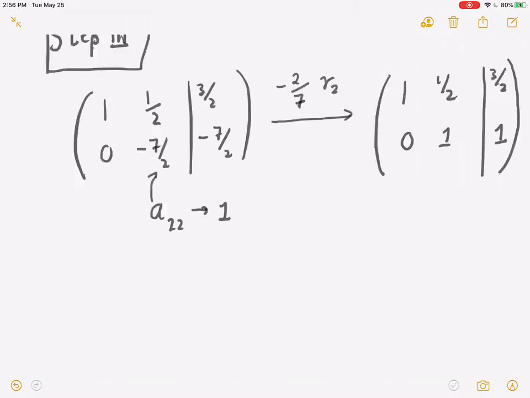But we're starting to write this thing in terms of zeros and ones, because zeros and ones are easier to deal with than rational numbers.